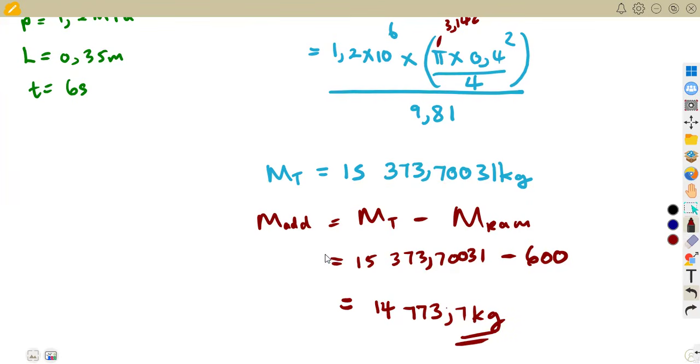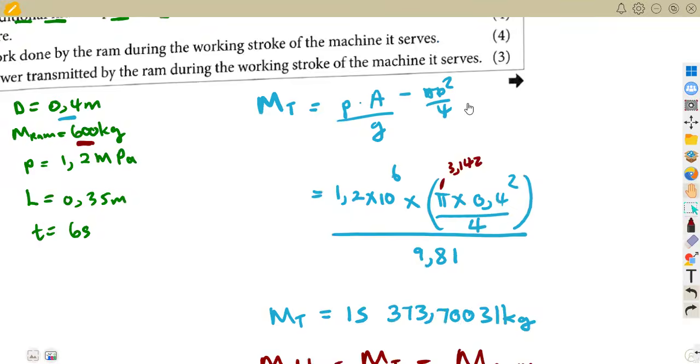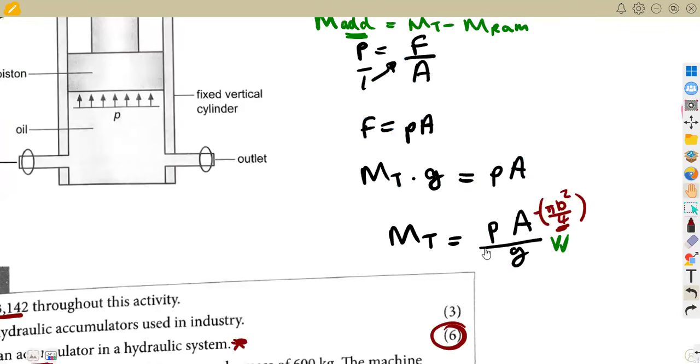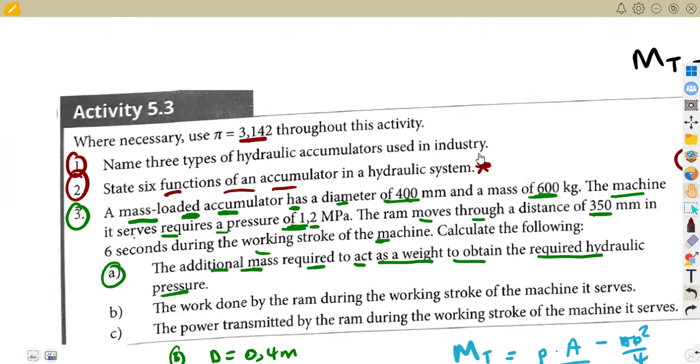Take note: you have to calculate the total mass from the pressure, using the formula of pressure. We manipulated this, if you still remember, and then you have your MT there. Anyway, let us check the other part.